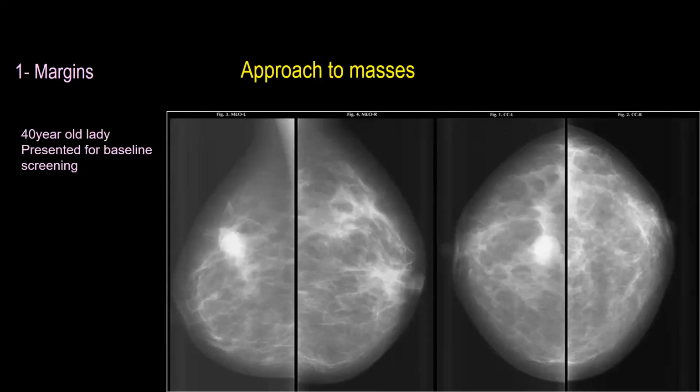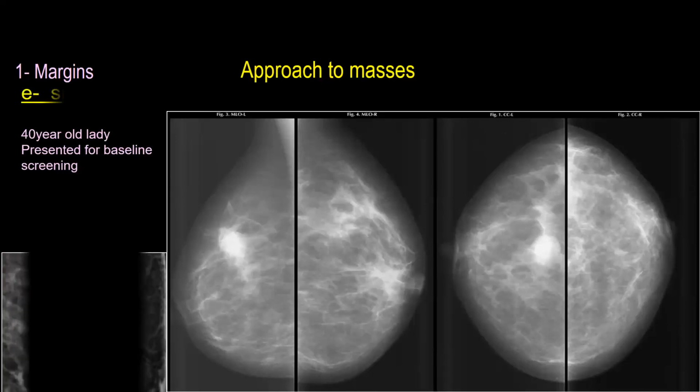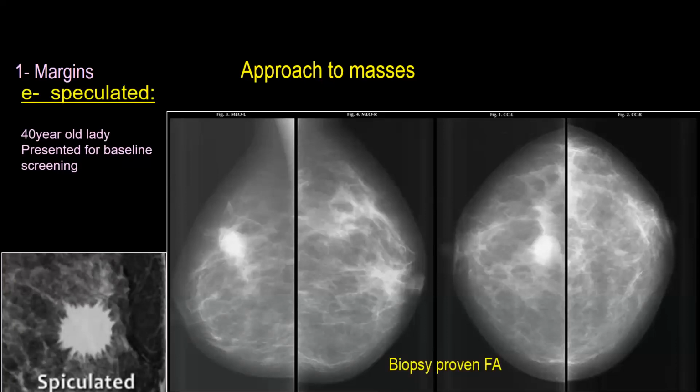Yes, I'm asking about the margins. A 40-year-old lady presented for a baseline screening. So BIRADS 4C. Excellent. It was BIRADS 4C because the margin is indistinct, and you have some spiculation. Look for this area of spiculation. In spite of this spiculation and even high density, it was biopsy-proven fibroadenoma.